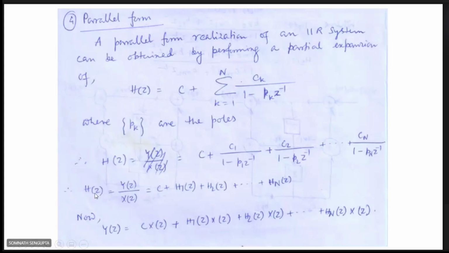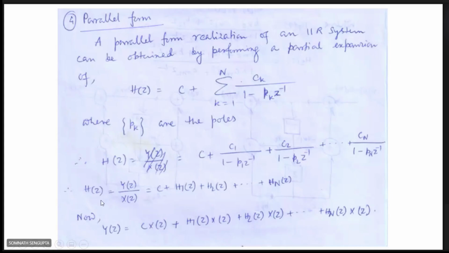Now if you write that individually, they are all forming separate transfer functions. So C1 by 1 minus P1 Z inverse forms one transfer function H1(z). H2(z) forms another transfer function, that is C2 by 1 minus P2 Z inverse. So on up to the nth stage.